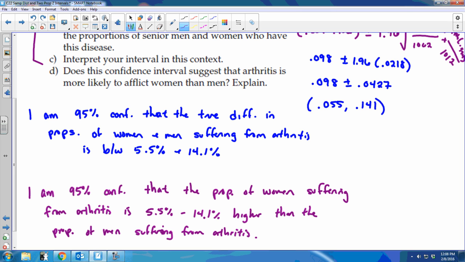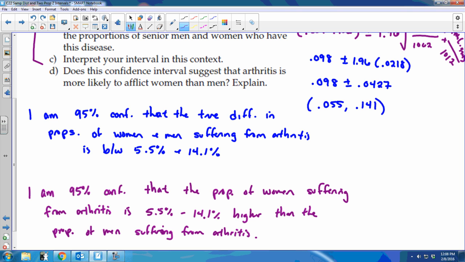Now, part D, whenever we do a confidence interval, we're generally trying to ask some sort of question with it. Or does something fall in that interval, right? If it falls in the interval, then something's not unusual. If it doesn't fall in the interval, then maybe something's happened. Well, so part D says, does this confidence interval suggest that arthritis is more likely to afflict women than men, and explain?